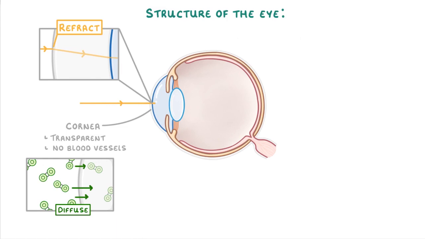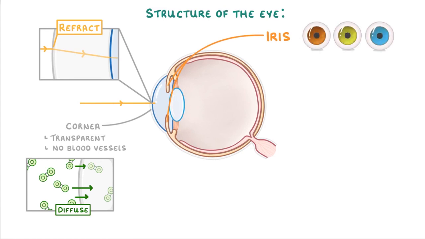The next important structure is the iris, which is the coloured bit of your eye and controls how big or small the pupil is. The pupil itself is just here, and it's not actually a structure. It's just this gap in the middle of the iris that allows the light to pass through to the lens.